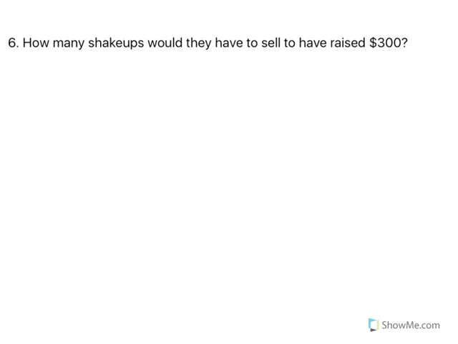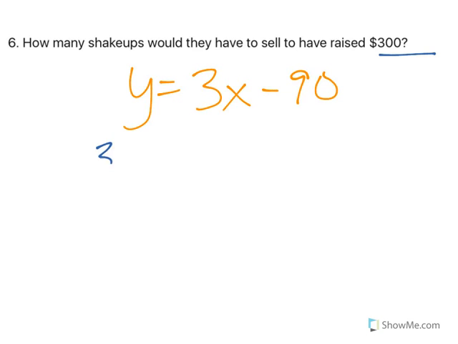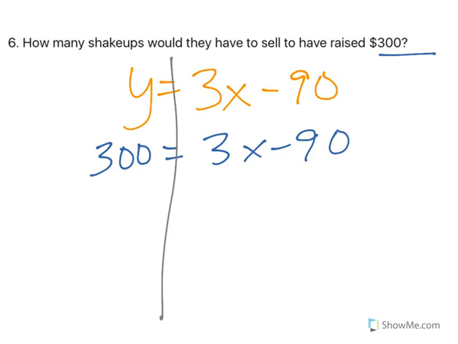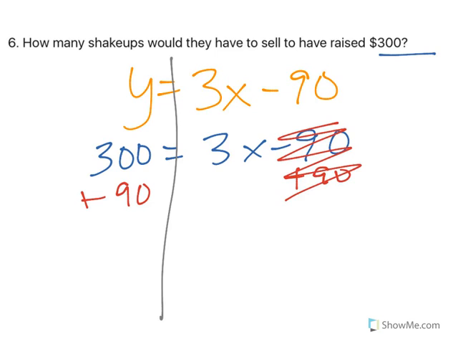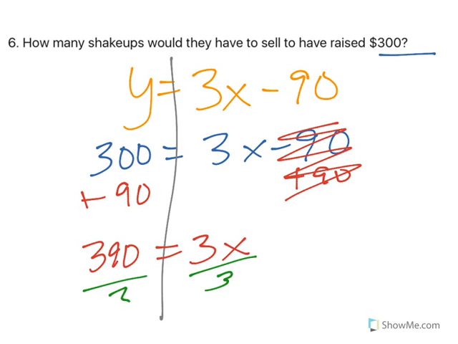How many shake-ups would they have to sell to raise 300? Well, now in our formula, we have 3x minus 90. 300 is our total money. So I have to first add 90 to both sides to get these to go away. So 390 equals 3x. Divide both sides by 3. X equals 130. So if they sell 130, they profit 300. There again is an ordered pair.